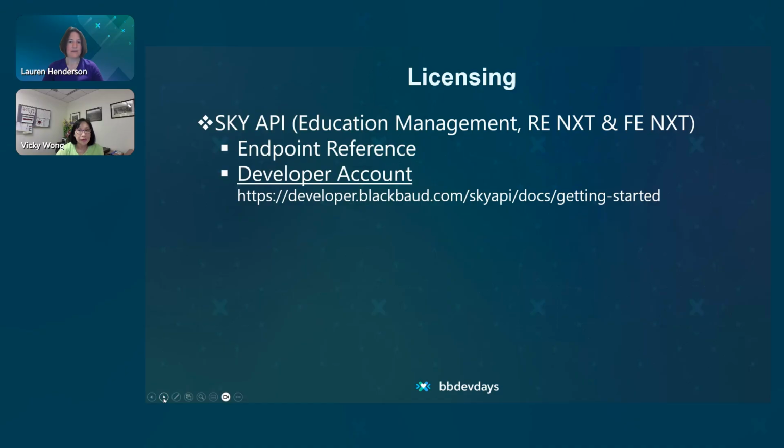So there are some licenses and accounts that you'll need to create to begin building and using your Sky API and other data, to pull them into Power Automate and make them do whatever you need them to. For the Sky API, which includes Education Management, Raiser's Edge NXT, and Financial Edge NXT, there's a fantastic endpoint reference for all of those products, and we'll go into that a little more later.